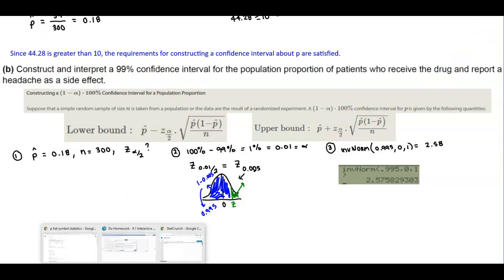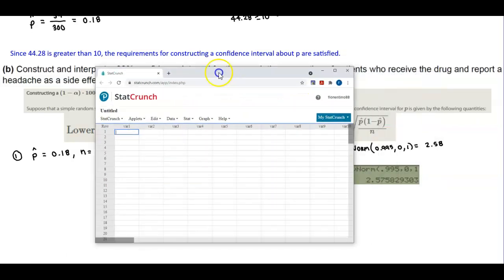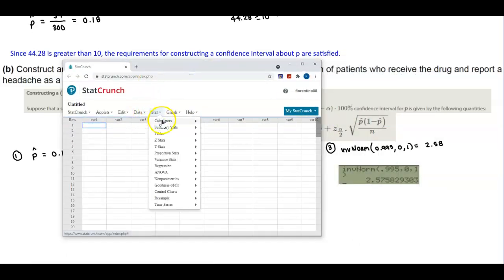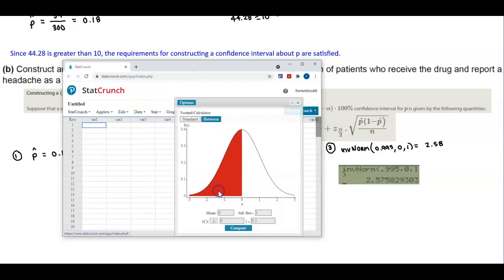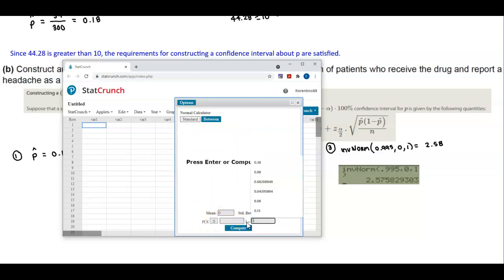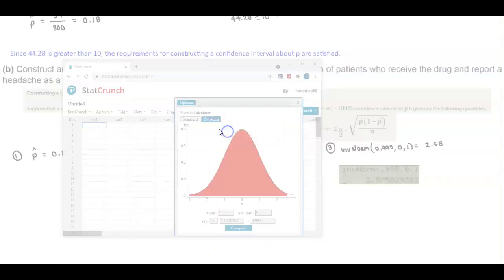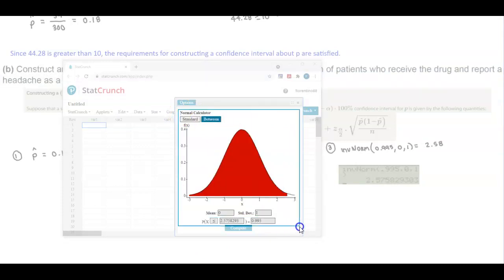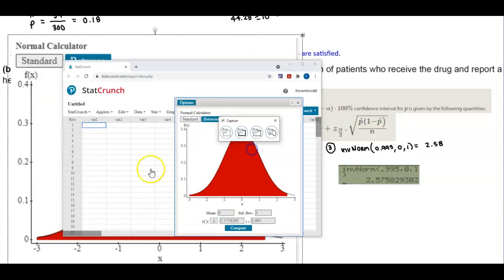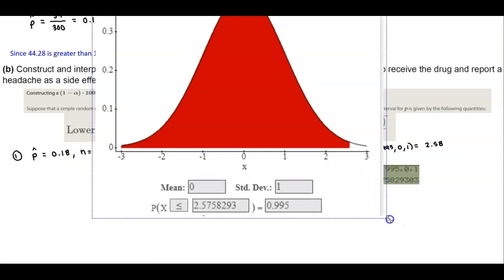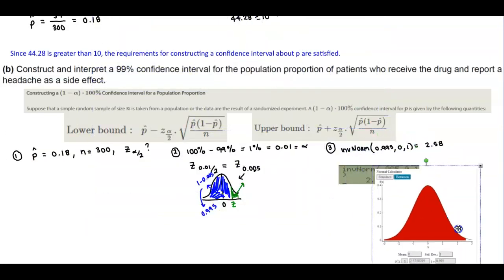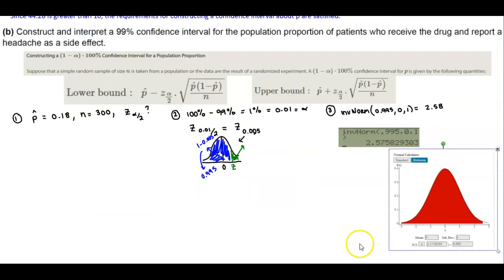So if we want to use StatCrunch to find the z-score, we would just use the normal calculator, and we know that the mean is 0 and the standard deviation is 1, and we want to find the z-score to the left of that by using the area of 0.995, and therefore it's going to give us the same z-score that we used for the TI-84 calculator. So either one you can use to find the z-score.